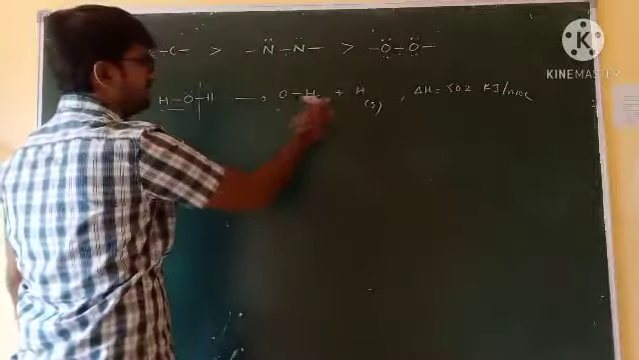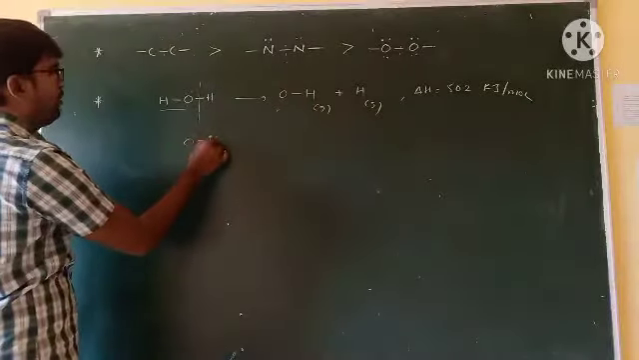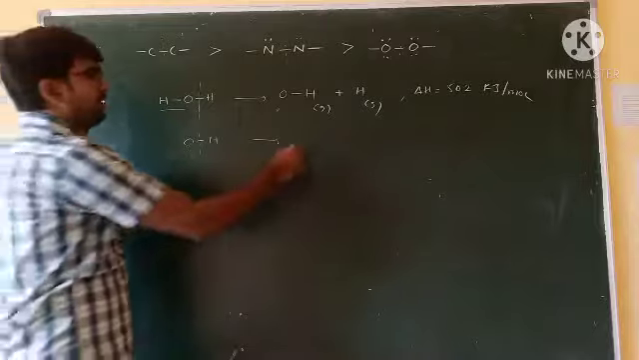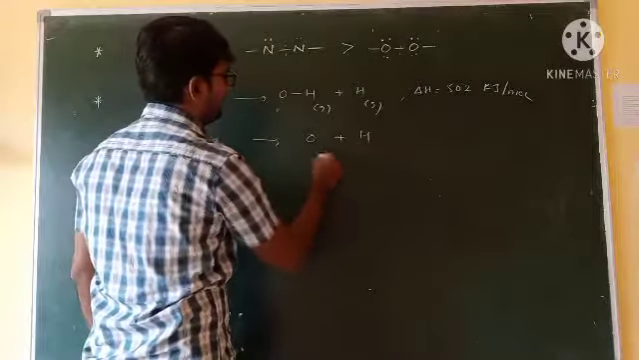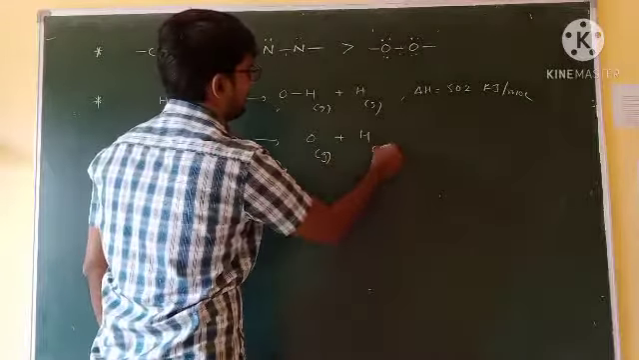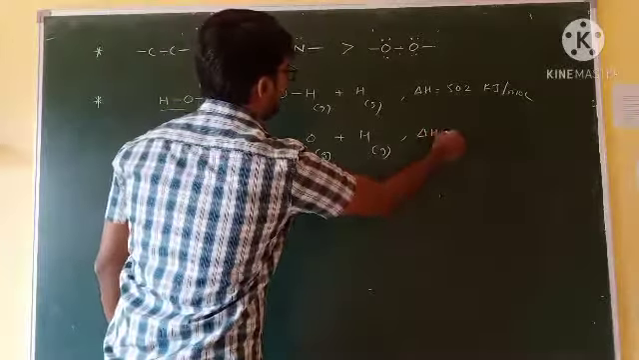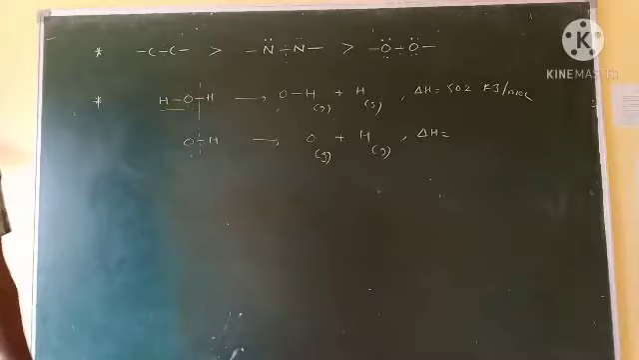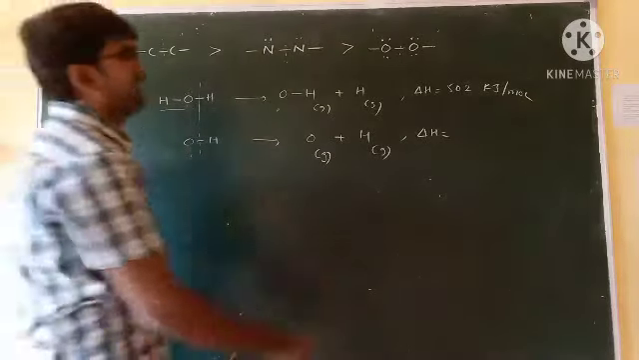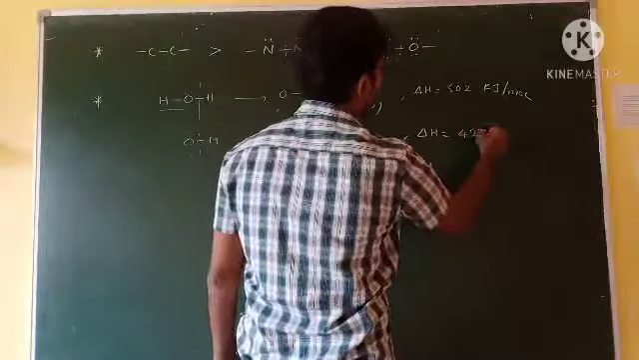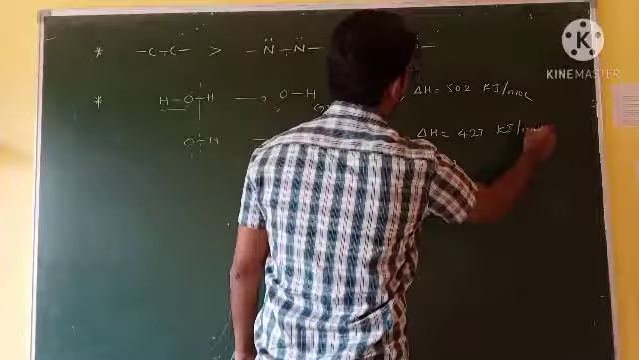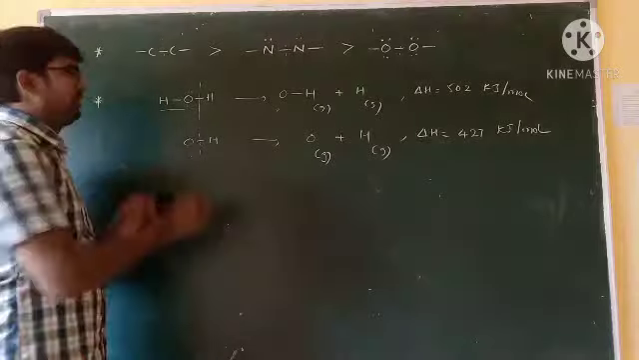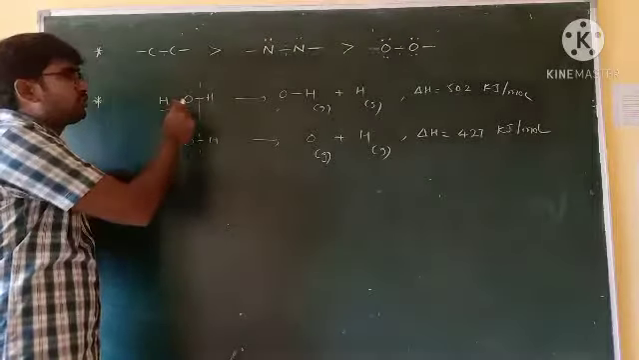After breaking this one hydrogen bond, only one OH is present. For breaking this OH bond, gas, it requires less amount of energy when compared with the first OH bond breaking. That is 427 kilojoule per mole. So this molecule contains two OH bonds.